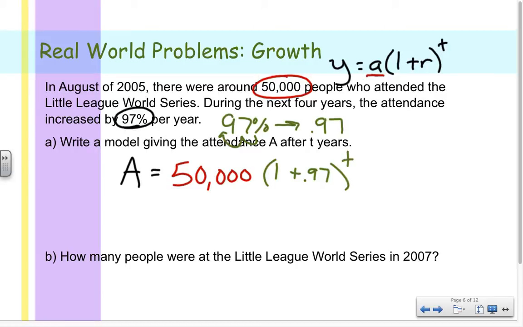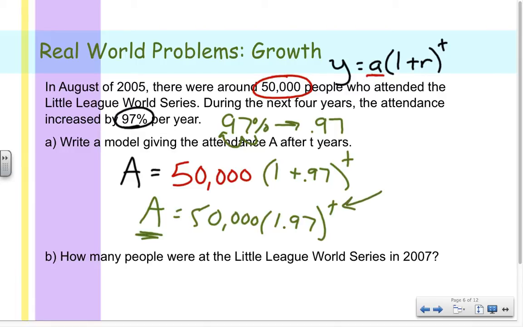Right now, we're saying to the T because we're just writing a model for this. We don't know what that T value is going to be just yet. So if I simplify a thing or two, that's going to give me 1.97 raised to the T, just adding that 1 and the 0.97. That would be my basic formula that's going to tell me how many people have attended after a certain amount of years. So if I want to find out how many people attended 5 years later, I would plug in a t-value of 5.